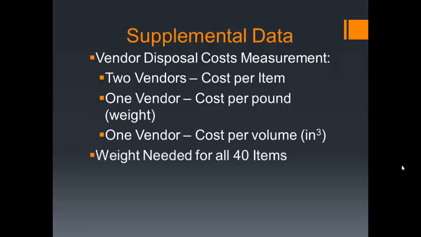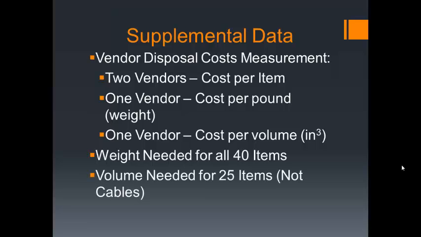So to make the data work with what was found for disposal vendors, the weight was needed for all 40 items of the different item types. And then the volume was needed for 25 of those items. The reason it was 25 is that 15 of those were cable type items, which did not necessarily need to have their volume measured because cables can fit in between other larger items.